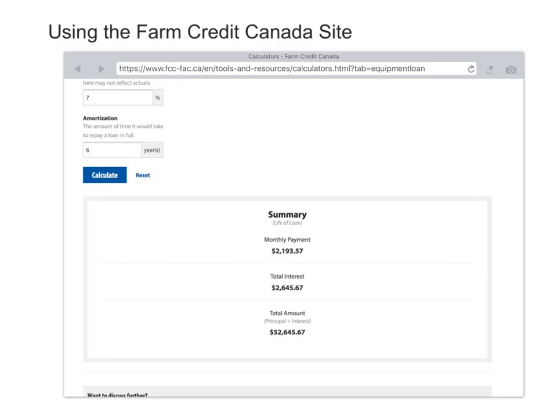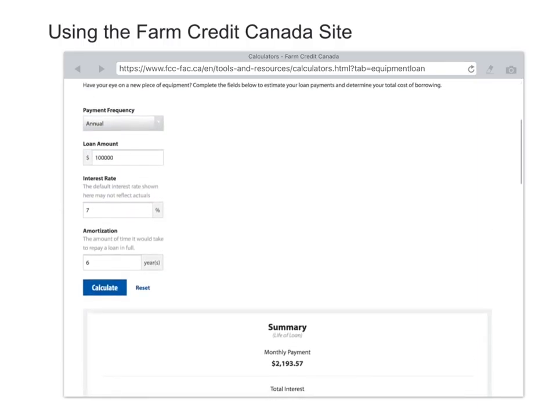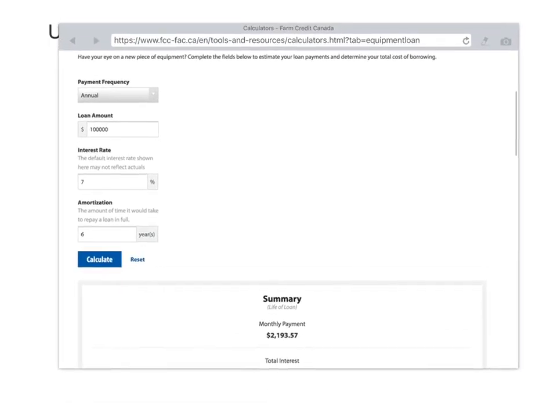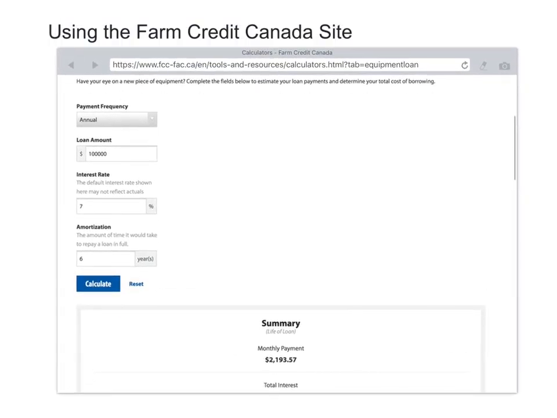So that means that my interest must be calculated over 6 years to pay off this $100,000 loan. So I'm going to hit calculate. So my annual payment becomes, I think that worked.